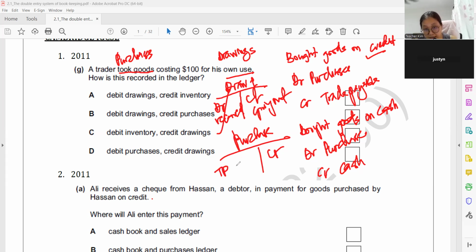He debit this side. Let's say 100. Now, this item that he keeps here, used for personal use, means drawing. So we have to transfer this 100 into here. So for your double entry, always read the header. Debit drawing, credit purchases. The answer should be B.